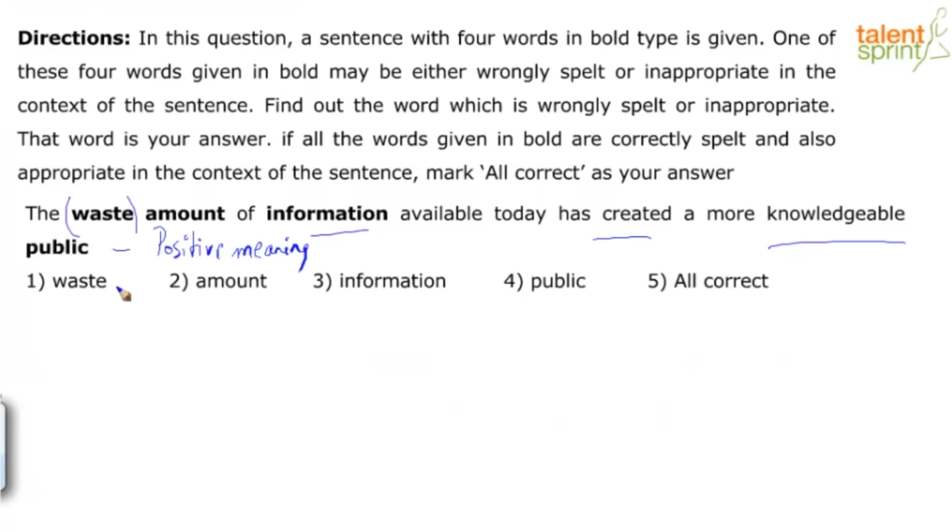It's not waste amount. All I need to do is, I know the error is in 1 where it's a wrong choice of word, and I need the right one which gives the meaning of something that is exceeding. They're referring to information here. So obviously we want something that is very great in size or extent or quantity. Yes, correct. So you change waste to vast: vast amount of information available today has created a more knowledgeable public. So there are only two forms to this question type. One is an incorrect word choice.